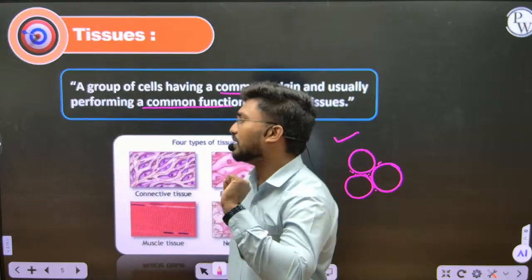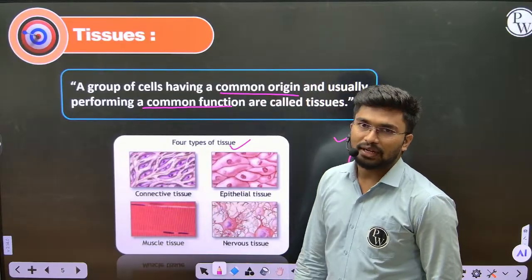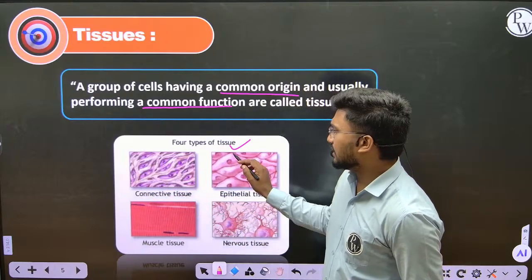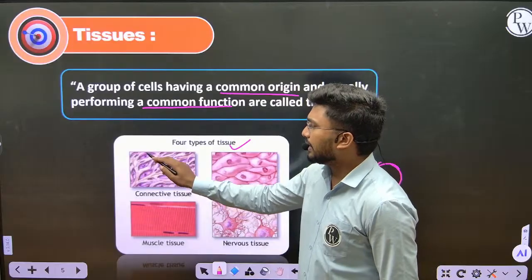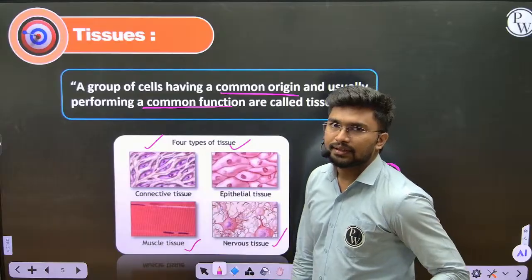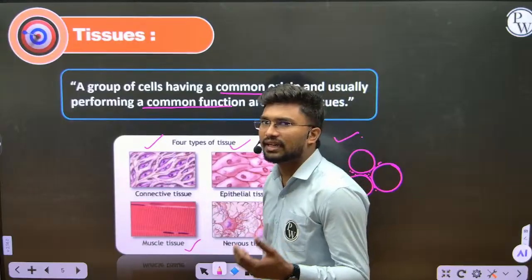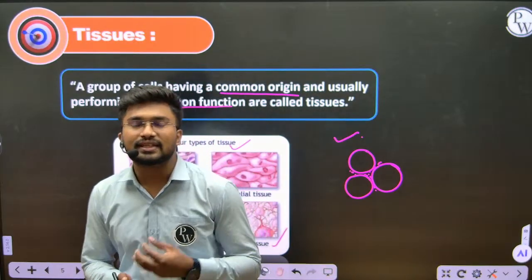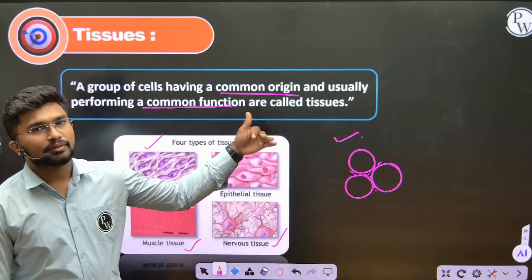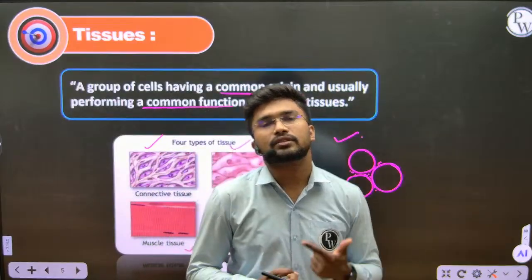What are those 4 types? The first type of tissue is epithelial tissue. We will see the function later; first we will see the classification. Next is connective tissue, then muscular tissue, and nerve tissue. So we know the definition of tissue: a group of cells having common origin, generally performing similar function, with intercellular substance. Broadly there are 4 types: connective tissue, muscular tissue, epithelial tissue and neural tissue.